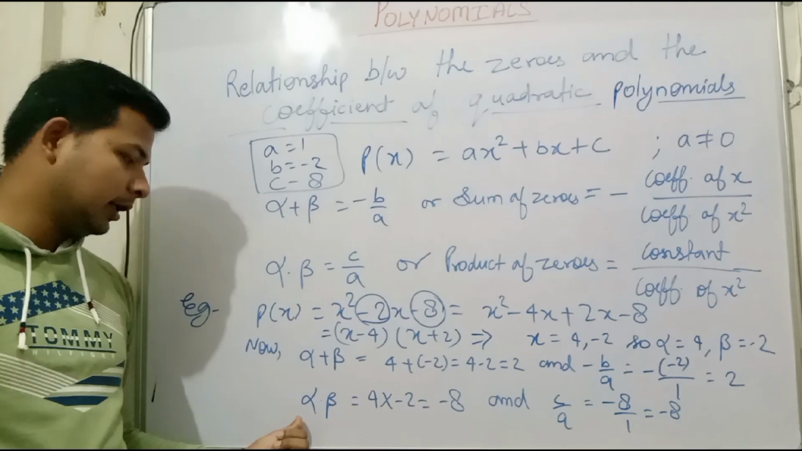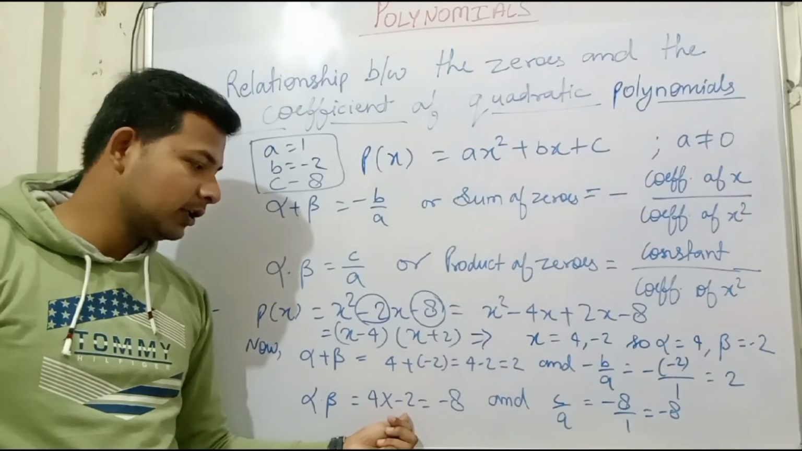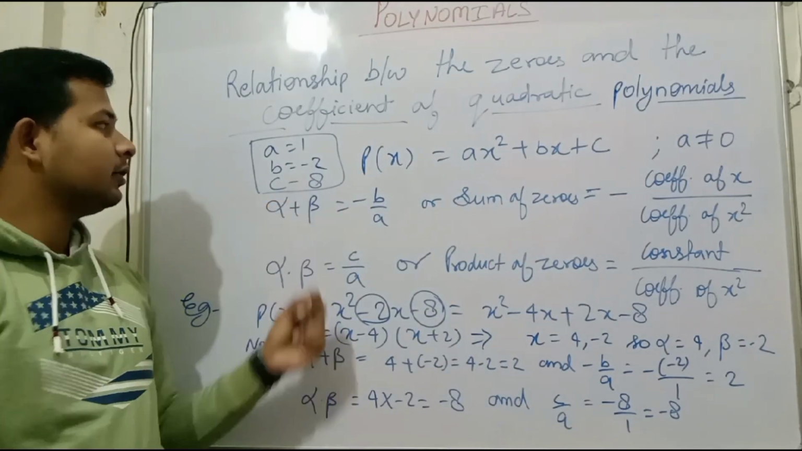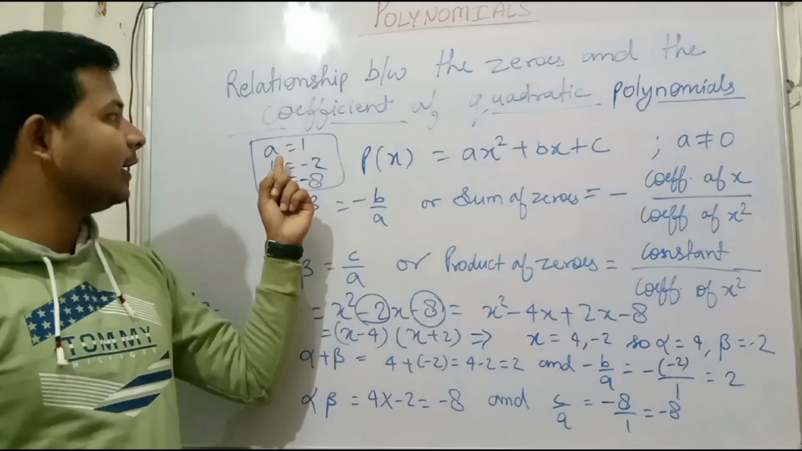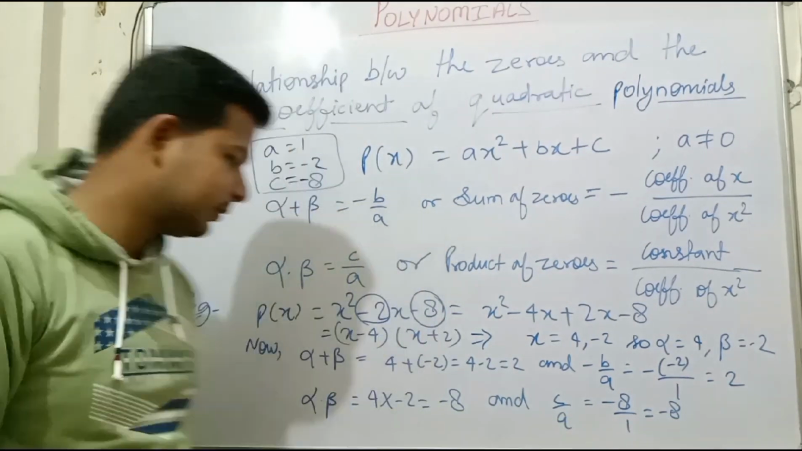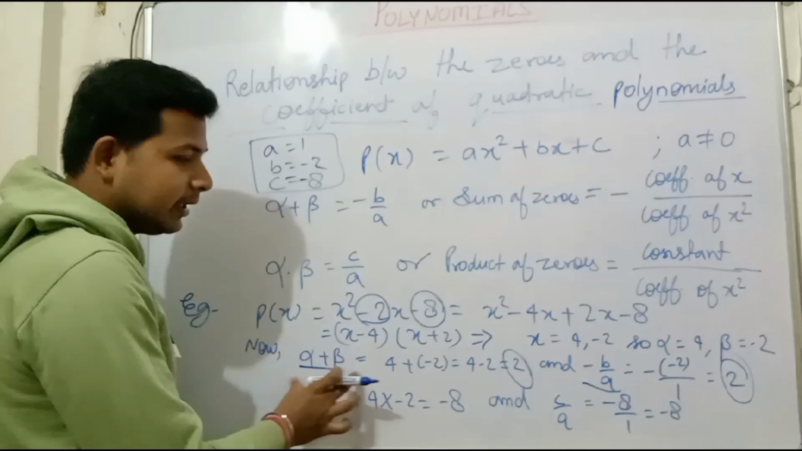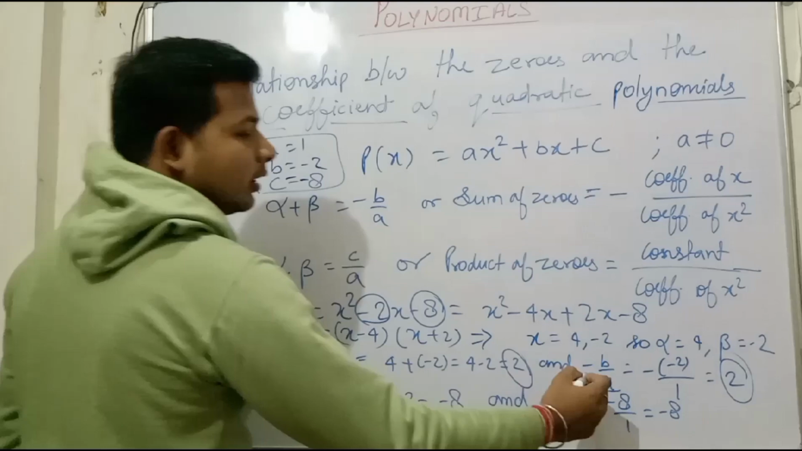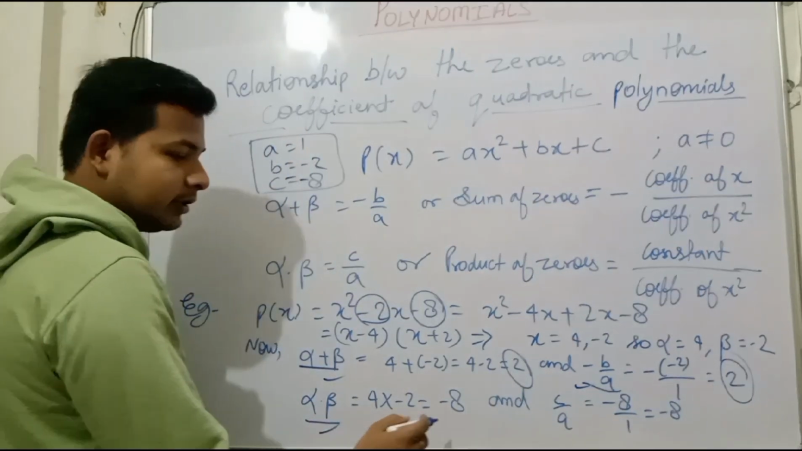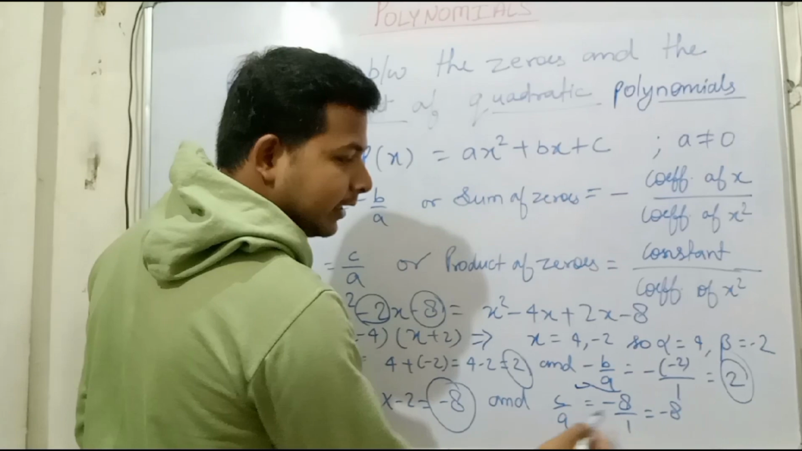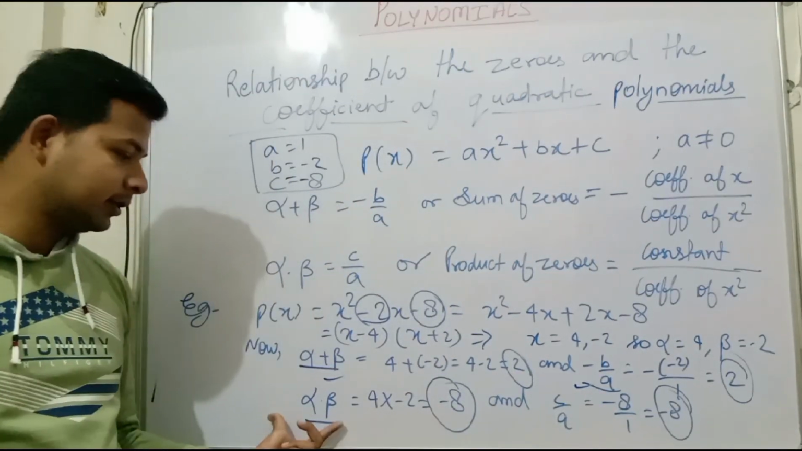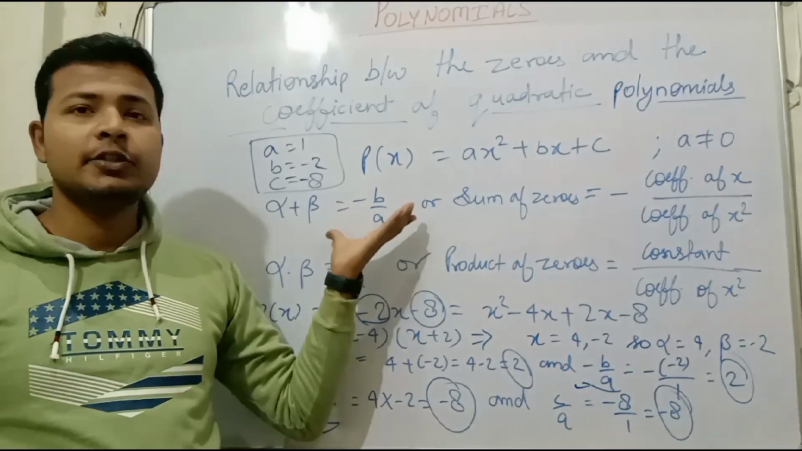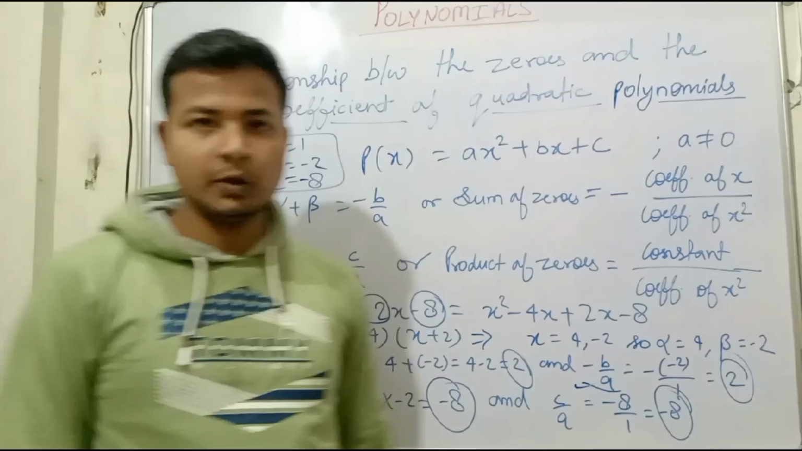Similarly, alpha into beta equals what? Alpha is 4 and beta is minus 2. 4 into minus 2 will be minus 8. And c by a, what is the value of c? The value of c is minus 8 and a is 1. The answer will be minus 8. Since we can see that alpha plus beta is 2 and minus b by a is also 2, that means these two are equal. Similarly, alpha into beta is equal to minus 8 and c by a is also minus 8. That means alpha into beta equals c by a. This way we can verify the relation between the zeros and the coefficients of the polynomial.